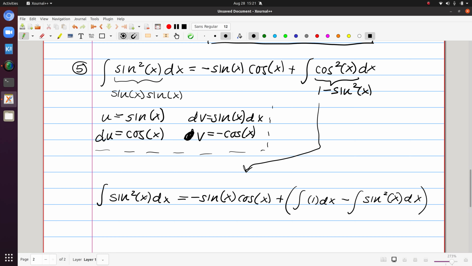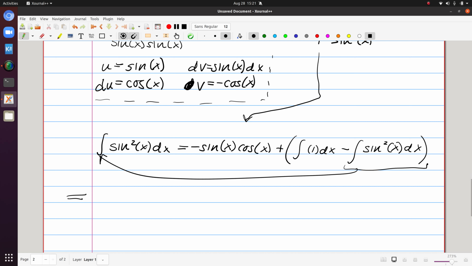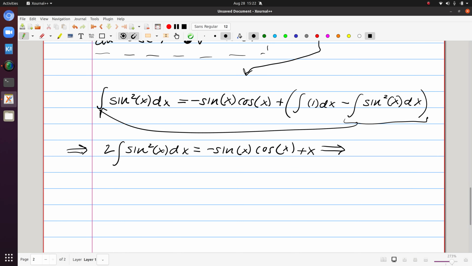Now, let's think about what we learned from our last example. This is the integral on the left-hand side. We can add it over so that what I have here implies that twice the integral of sine squared is minus sine x cosine x plus the integral of 1, which is just x. And I can divide by 2 and add in my arbitrary constant to say then that the integral of sine squared is minus sine x cosine x plus x all over 2, and then tack on an arbitrary constant.